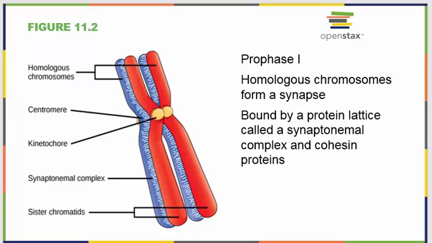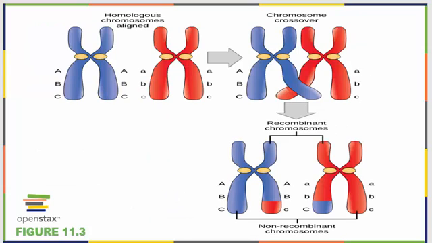So let's look more closely at those chromosomes. In prophase 1, the homologous chromosomes come together to form a synapse. They're bound by a protein lattice called a synaptonemal complex, and cohesin proteins help to hold them together. Large protein assemblies called recombination nodules direct crossing over events.